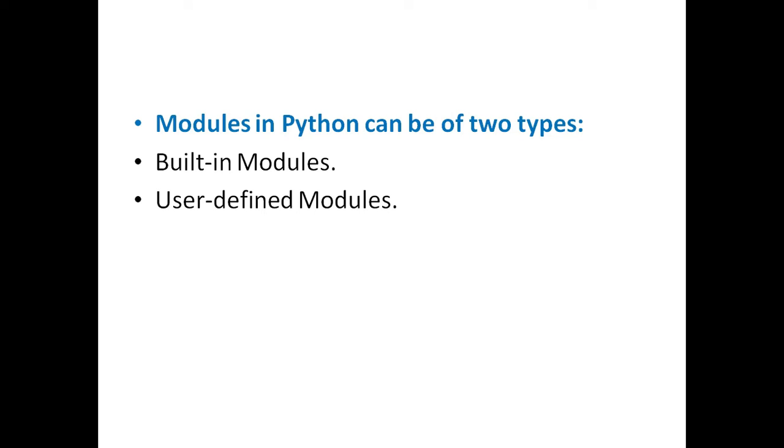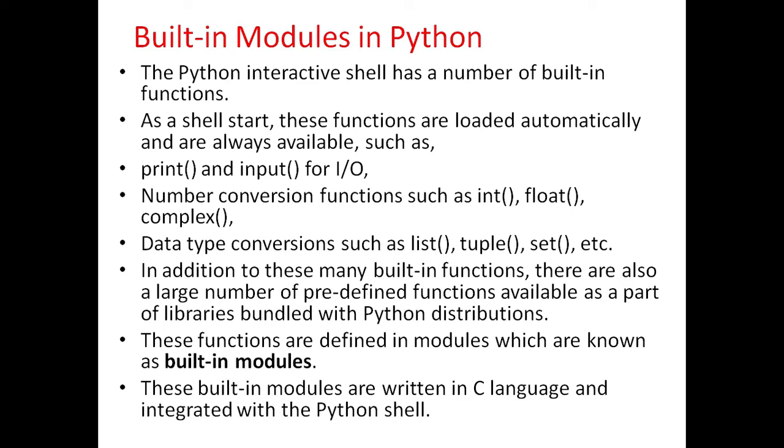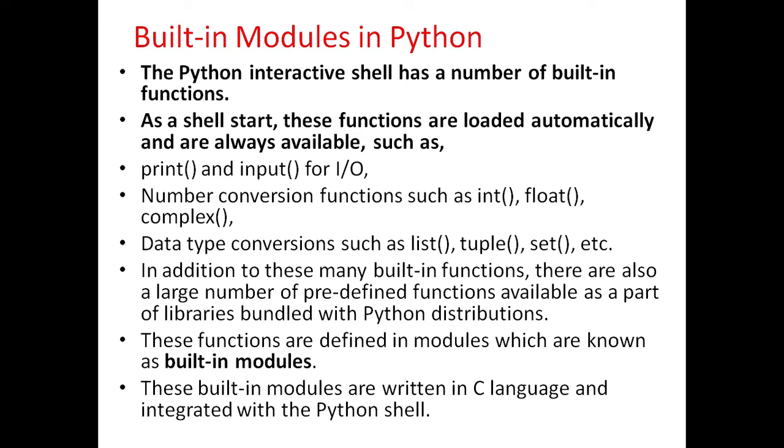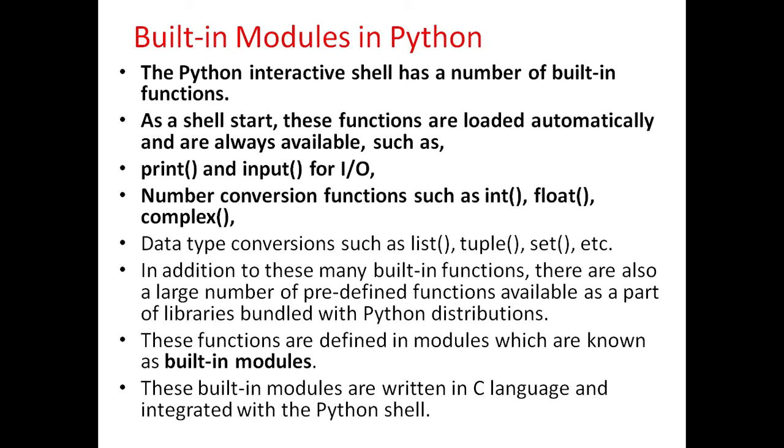There are two types of modules in Python: built-in module and user-defined module. First we will see built-in modules in Python. The Python interactive shell has a number of built-in functions. As the shell starts, these functions are loaded automatically and are always available, such as print and input for input-output, number conversion functions such as int, float, complex, and data type conversion functions such as list, tuple, set, etc.